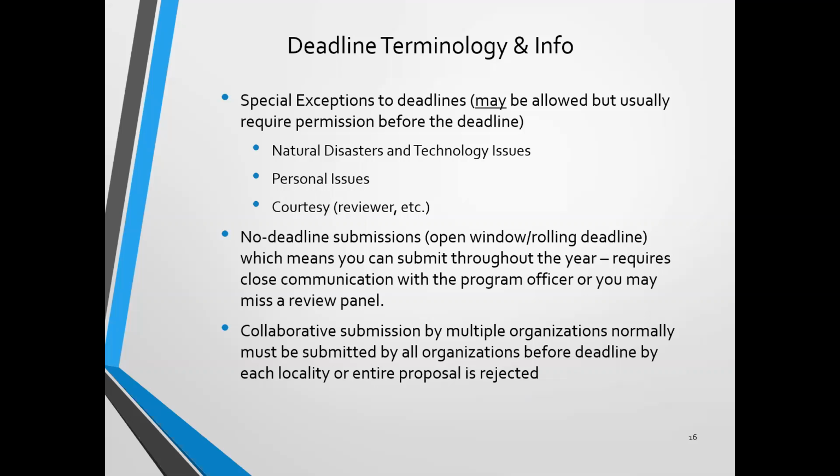And many times, some type of email or letter from the program officer has to be included with your submission to document that you did have permission for the exception. You'll have no deadline submissions. These have an open or a rolling deadline, which means you can submit them anytime throughout the year. But you have to have close communication with the program officer, because if you don't, you might miss a review panel.